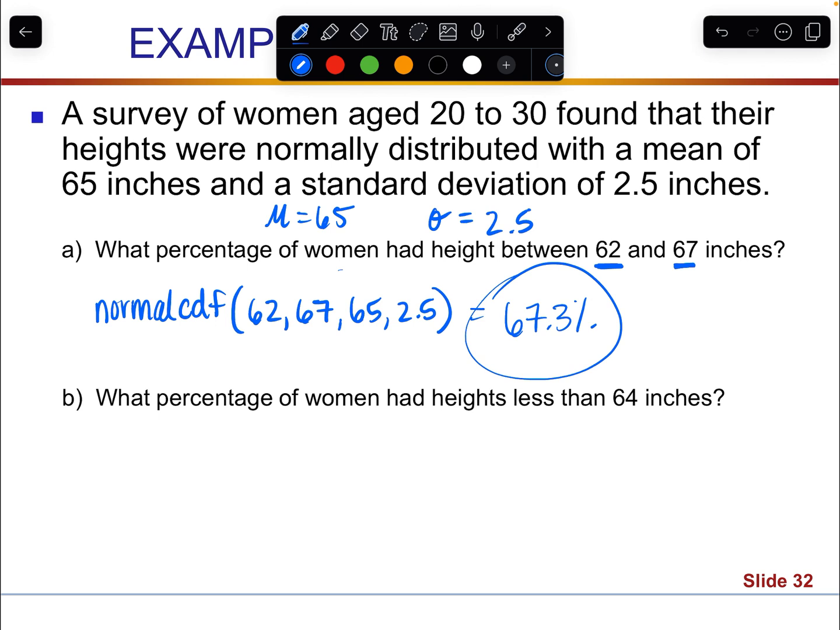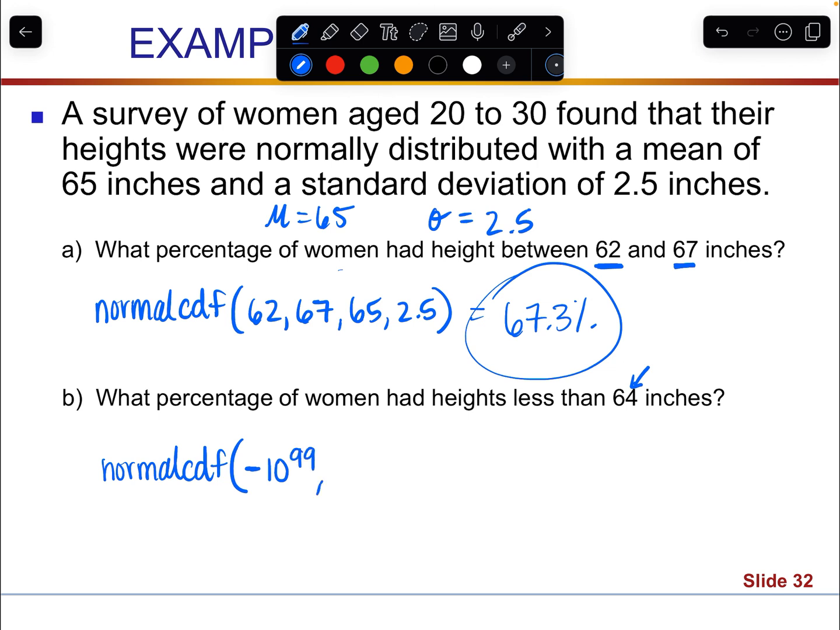For the next one, what is the percentage of women that have heights less than 64 inches? So since we're talking about less than 64 inches, that means that this 64 value is going to be our upper limit, and I don't have necessarily a lower limit. So we're going to be thinking back to, what is the smallest possible number I can have? We're going to do negative, basically infinity. And I'll show you how to type that in to make it the easiest. So our lower limit is going to be negative 10 to the 99.